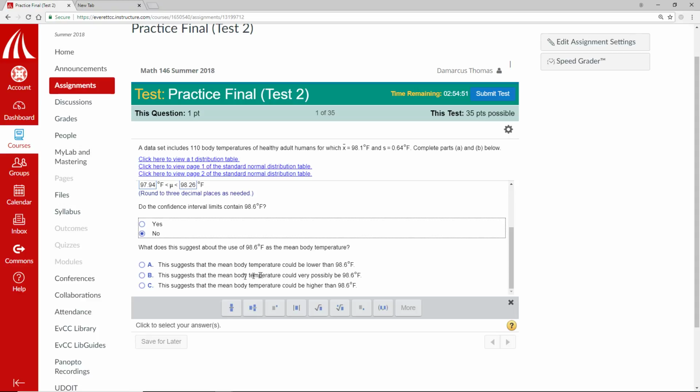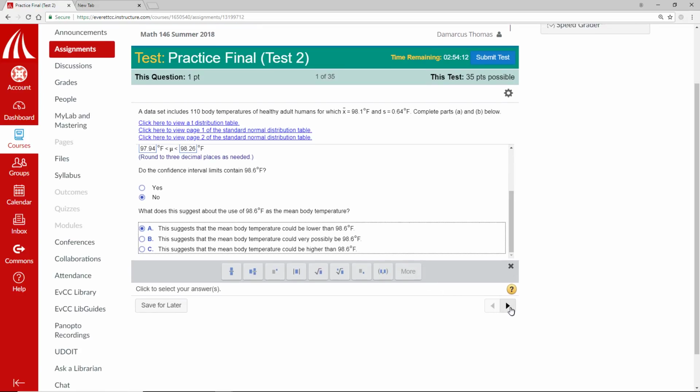This suggests that the mean body temperature could very possibly be 98.6, or this suggests that the mean body temperature could be higher than 98.6. So my interval basically suggests that it could be lower than 98.6. Now, we do have a very high confidence level, which means the interval is very wide, considering we're almost certain that the true population mean is in here. So this is considered to be a wide interval. All right, I guess that's it. Now I'll just go over.